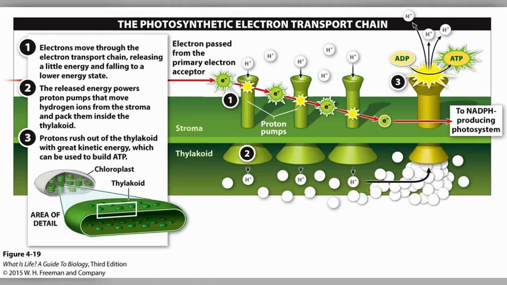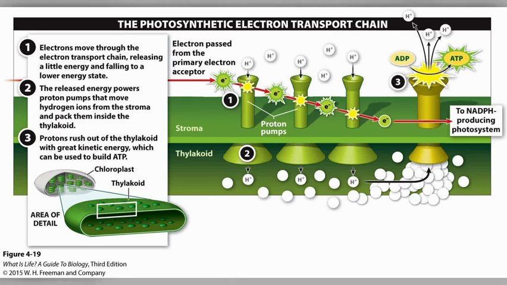The photosynthetic electron transport chain consists of 2 photosystems and several protein complexes that hand off electrons from one to the next. At each step in the electron transport chain's sequence of electron handoffs, the electrons fall to a lower energy state, and a little bit of energy is released. These bits of energy are harnessed to power pumps in the thylakoid membrane that move protons, which are also referred to as hydrogen ions, or H+ ions. It moves these protons from the stroma to the inside of the thylakoid.